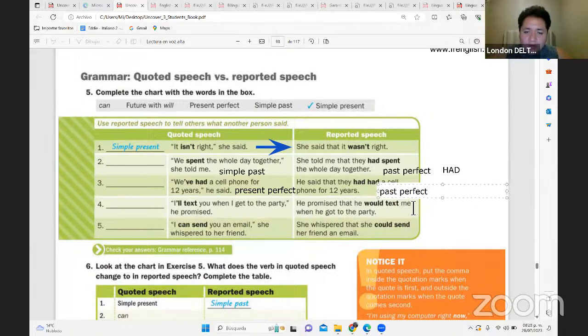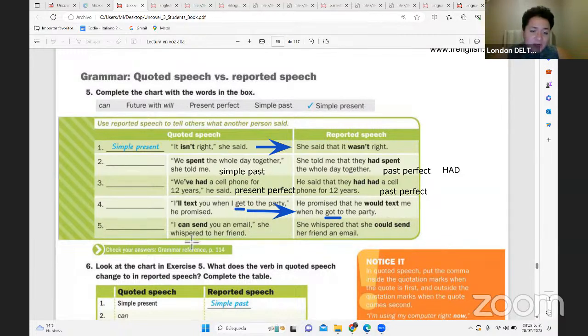Okay, here we have will. And will changes to would. Right? Te escribiré cuando llegue a la fiesta. Él prometió que escribiría cuando llegara a la fiesta. As you can see, we are changing get and we use got, in this case, because we are using the reported speech. Porque aquí es cuando llegue y aquí es cuando llegara. All right. Entonces, él prometió que escribiría cuando llegara.